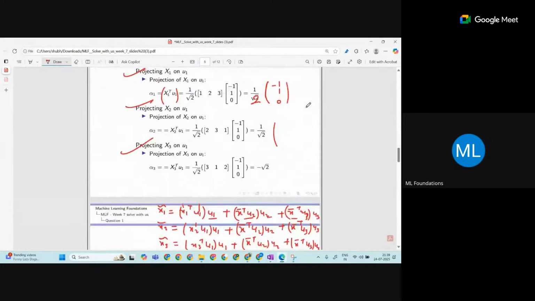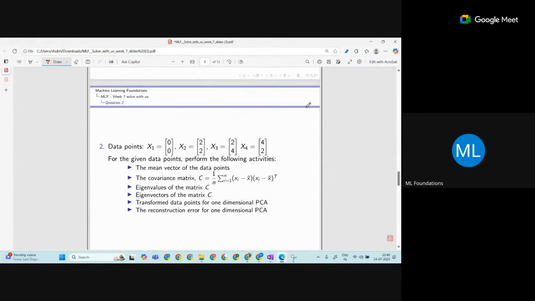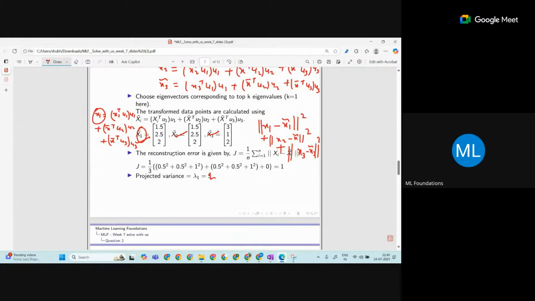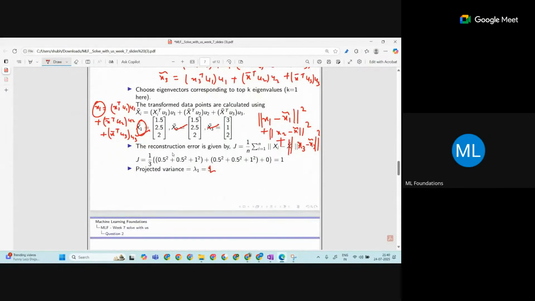Okay, can we do the next problem also? Let's do it with the two-dimensional case. Sir, just a small doubt. If it asks for two-dimensional, then for the projection of data points, we need to multiply by the second vector, no? Suppose it is asked for two-dimensional. In that case, the formula is going to be slightly changed.